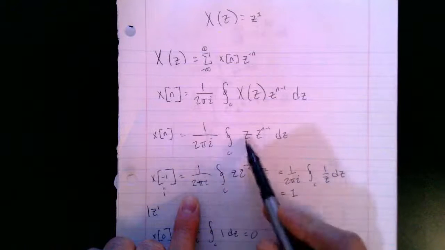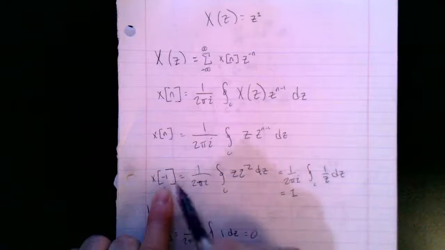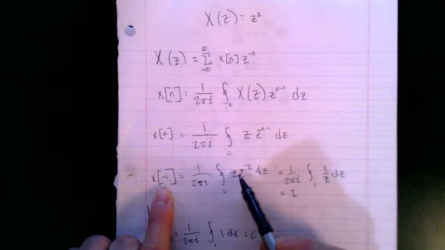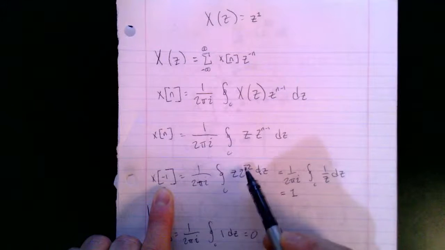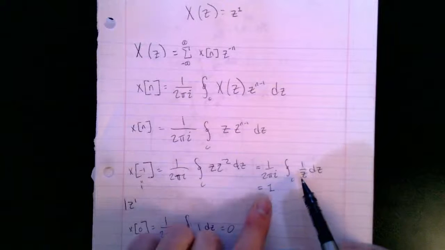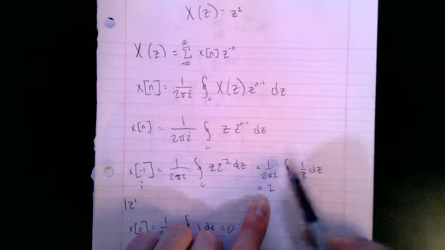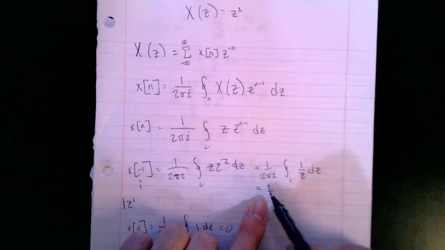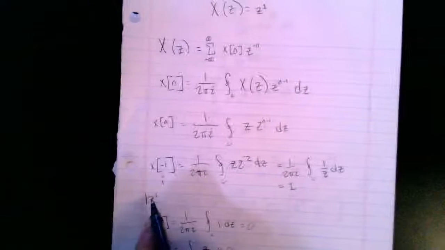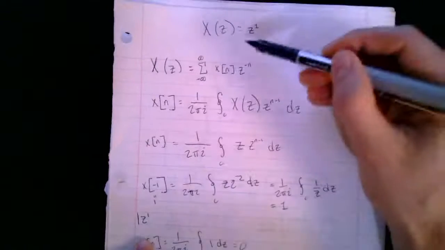So I plugged in z here, right? And then I plugged in negative 1 for that n. So z times z to the negative second is just z to the negative first. And this integral, I actually saw it in a table, but that integral is 1. So what we have is 1 times z to the first, which is exactly what we have.